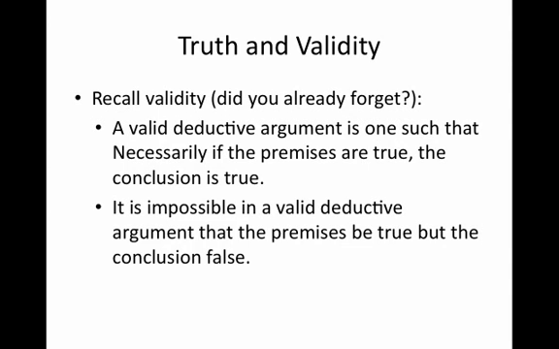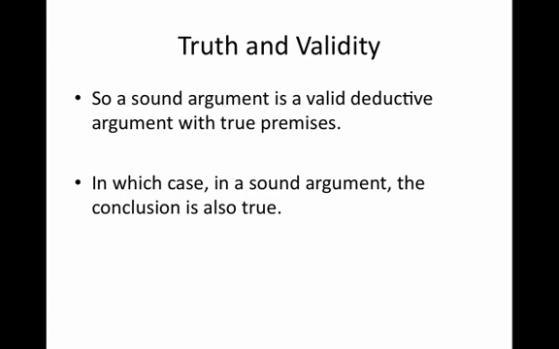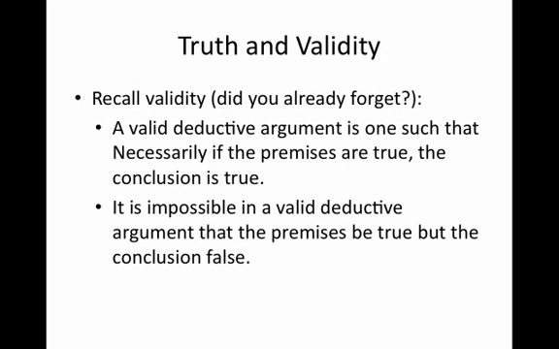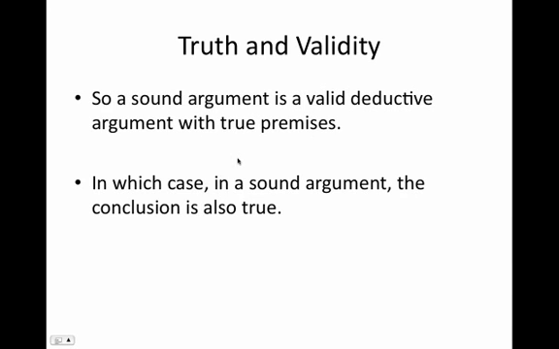Well, recall validity. You should still know this. It should be fresh in your mind because I've just been talking about it for a long while now. A valid deductive argument is one such that necessarily if the premises are true, the conclusion is true. It is impossible in a valid deductive argument that the premises be true but the conclusion false. So, a sound argument is just a valid deductive argument with true premises. Valid means that it satisfies this, and it has true premises. In which case, in a sound argument, the conclusion is true.